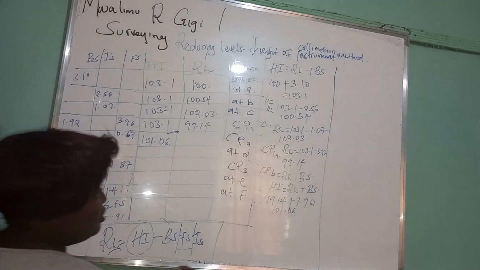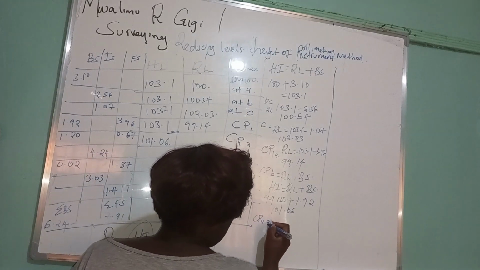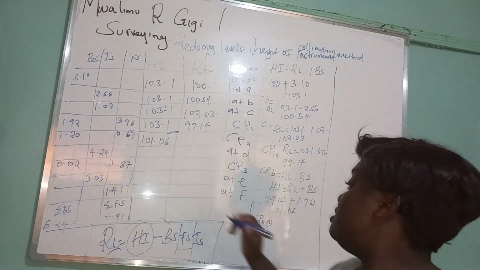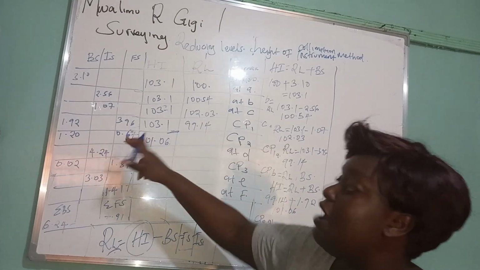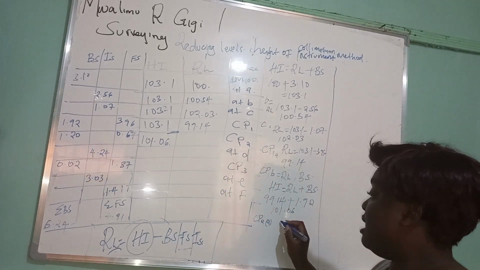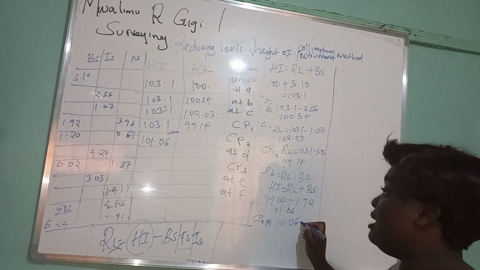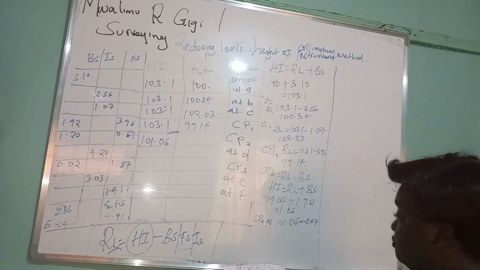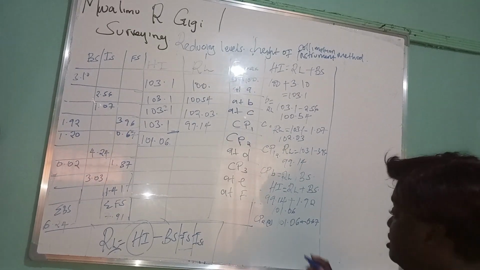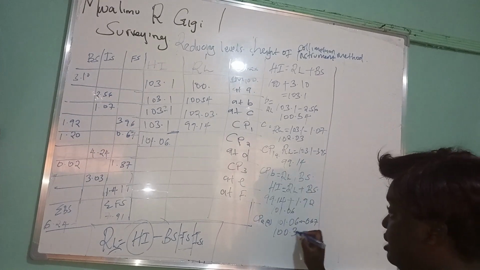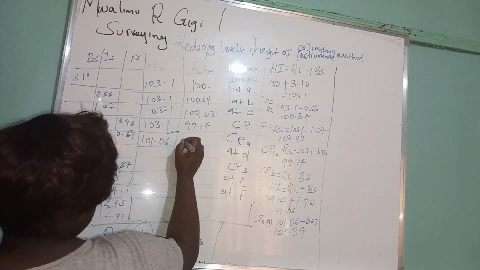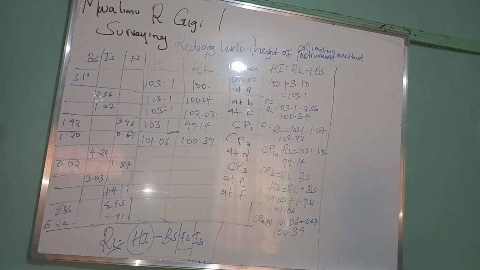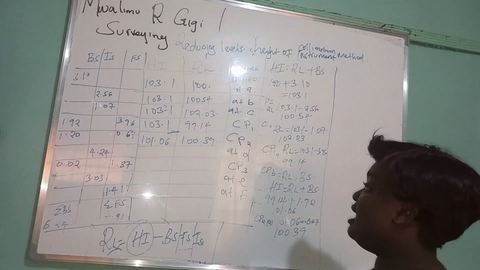So at change point 2A, we have to get the reduced level. We have the height of instrument and we have a foresight. So it is 101.06 minus foresight, which is 0.67, which is 100.39. So the reduced level at change point 2 is 100.39. So at this point we also have the backsight and we have the reduced level.